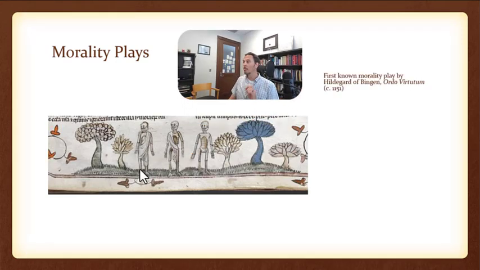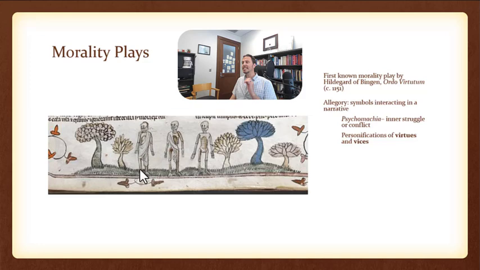The first known morality play was written by a woman, Hildegard of Bingen, Saint Hildegard, if you're a Catholic. A play called the Ordo Virtutum, the Order of the Virtues, from 1151. It is an allegory, and an allegory is the main feature of morality plays. What I mean by allegory is that symbols are interacting in a narrative where the way that they interact is itself symbolic. You may be familiar with Orwell's Animal Farm as an obvious example of allegory.